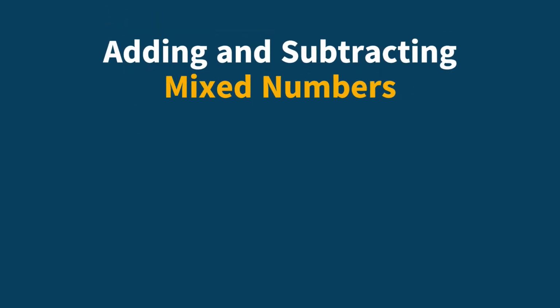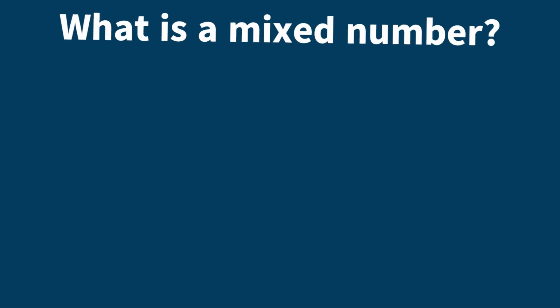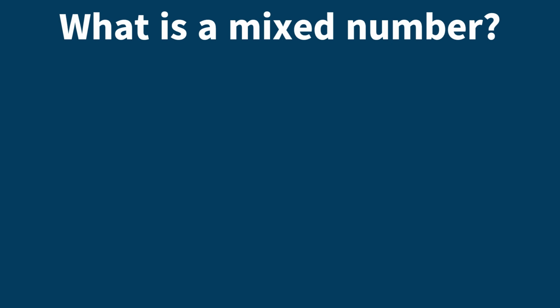Adding and subtracting mixed numbers. Let's go over quickly what a mixed number is. A mixed number is going to be a combination of a whole number and a fraction. So whenever you have a mixed number, that means you're going to have your whole number here, and attached to it is going to be a fraction.